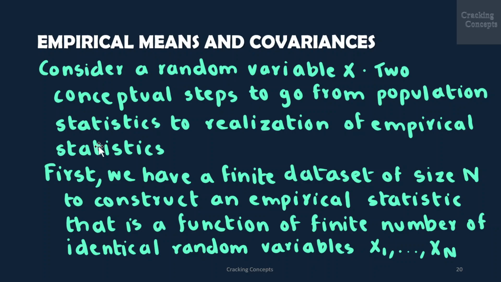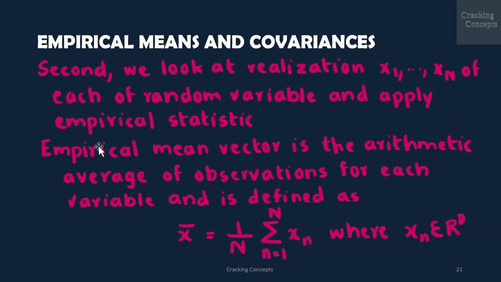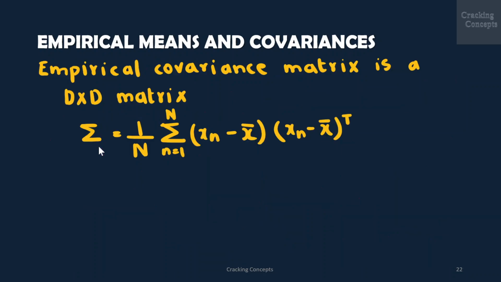Specifically for the mean, given a particular data set, we can obtain an estimate of the mean, which is called the empirical mean or sample mean. The same holds for empirical covariance. The empirical mean vector is the arithmetic average of the observations of each variable, and it is defined as x bar given by 1 by n into sigma n equal to 1 to n of xn, where xn belongs to d-dimension space. Similarly, the empirical covariance matrix, which is a D cross D matrix, sigma is given by 1 by n into sigma n equal to 1 to n of (xn minus x bar) into (xn minus x bar), the whole transpose.